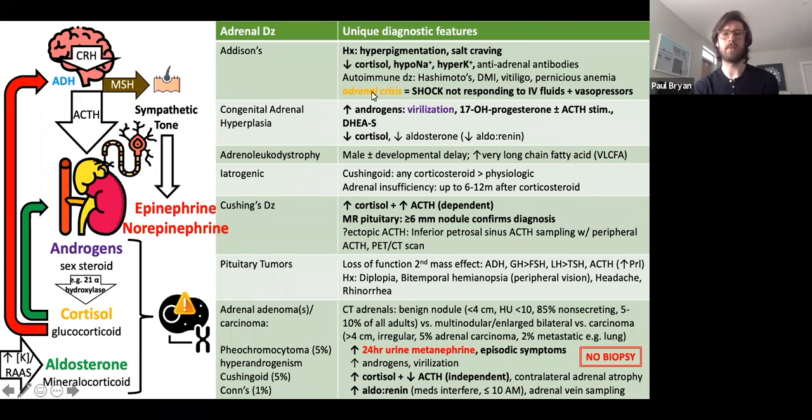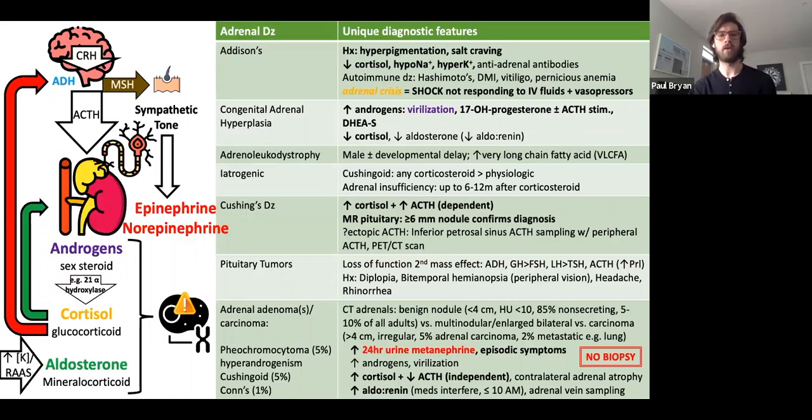And then lastly, what you want to think about is adrenal crisis. So you won't necessarily have enough time when someone's in a true adrenal crisis to do all of these tests and take this history of, does this person have hyperpigmentation? Have they been craving salt? So you want to consider this whenever someone has shock and they're not responding to IV fluids and vasopressors.